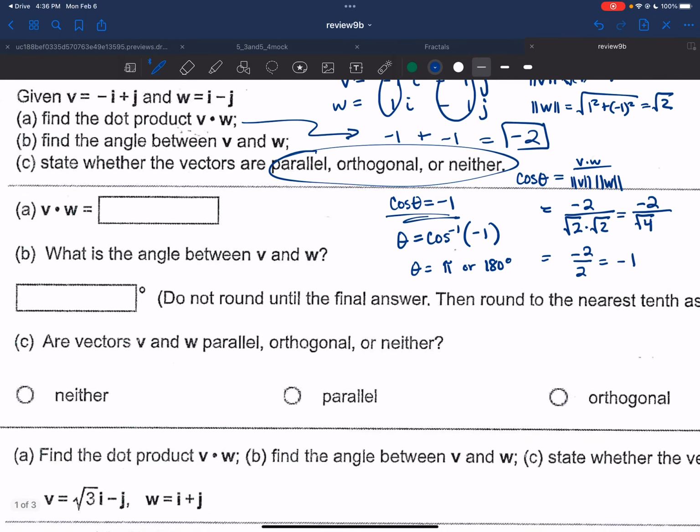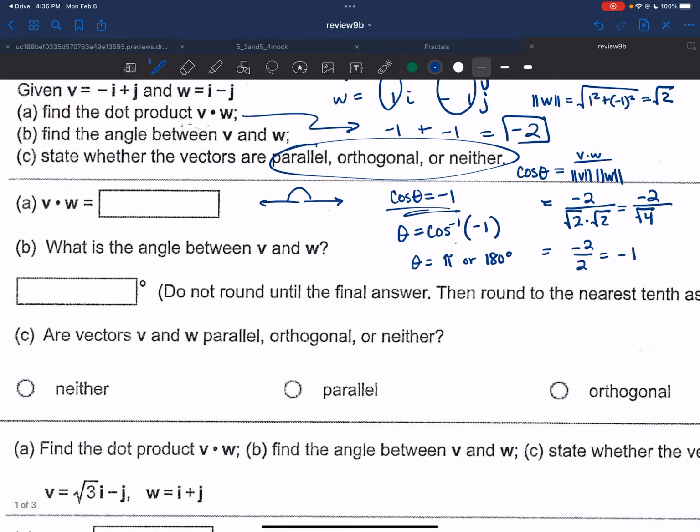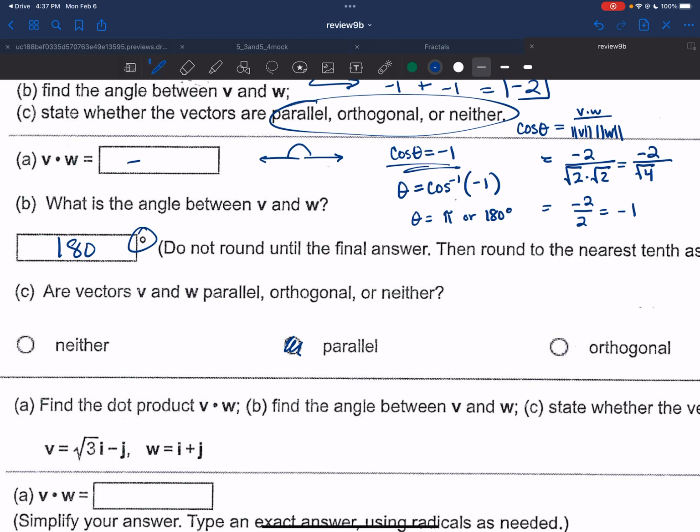Because those are essentially, that angle between them is 180, those are actually parallel, so that would be parallel in there. Do not round until the final answer, 180 degrees. If it has degrees there, make sure you put it in degrees. And this was negative 2.